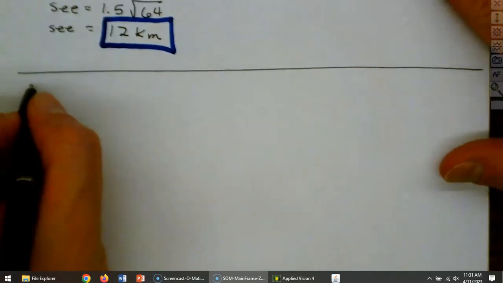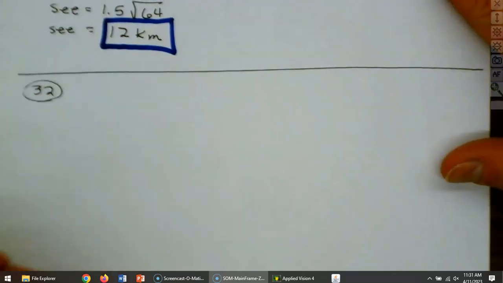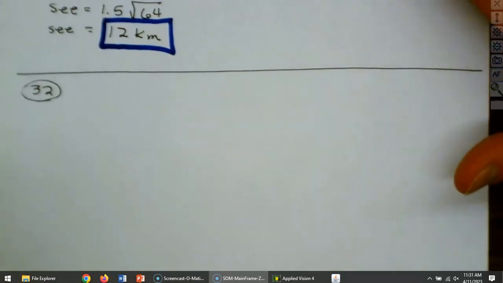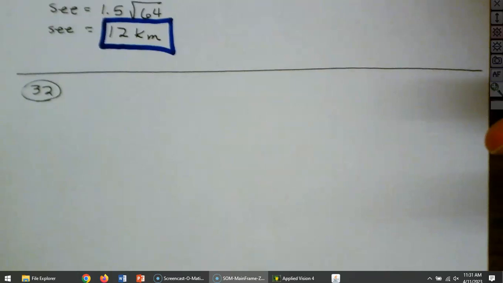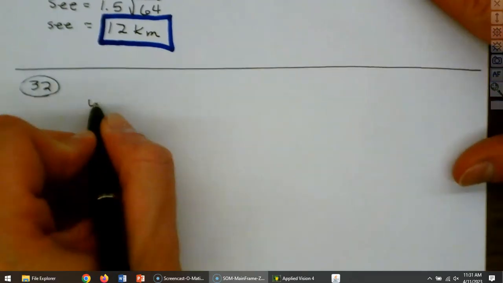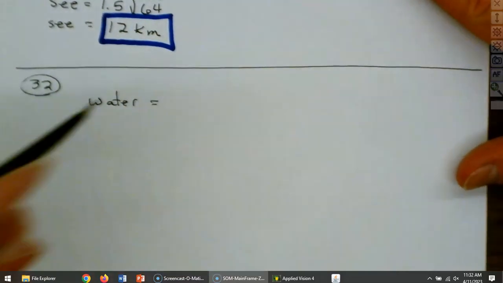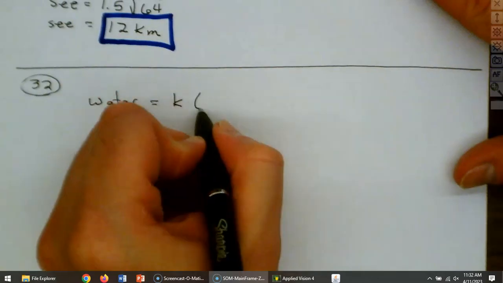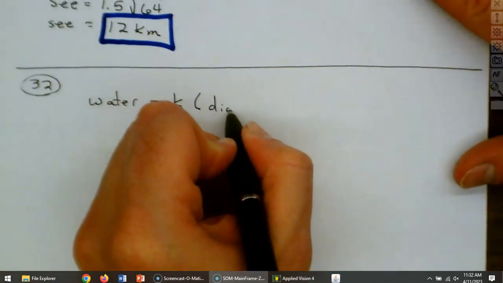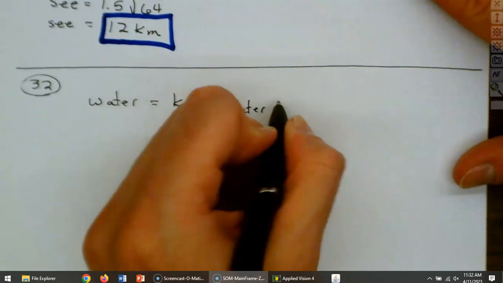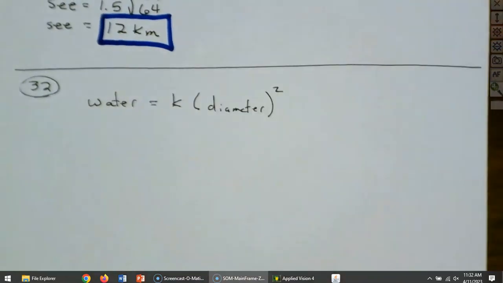So I'm going to come up, and again, you can write this up in words. You can use the X, Y. It doesn't matter. I like words. I think it makes it easier. So the amount of water that you empty out is going to be K times the diameter squared. So the amount of water that you empty is going to equal K times the square of the diameter.